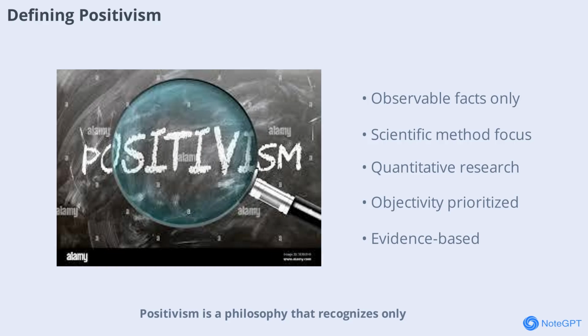Positivism is a philosophy that recognizes only those facts that can be observed and measured. It relies on the scientific method to test hypotheses, identify causal relationships, and produce generalizable findings. Quantitative methods like experiments and surveys are central to positivist research. The philosophy insists on objectivity, meaning the researcher's personal beliefs or feelings should not influence the result. In essence, positivism values evidence and measurable data, believing that reality exists independently of our perceptions. This approach is especially useful when seeking clear, reliable answers to research questions.